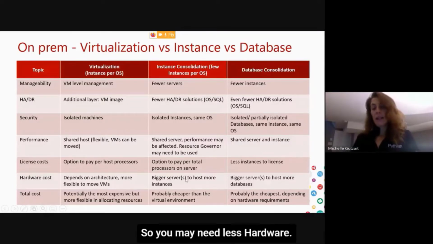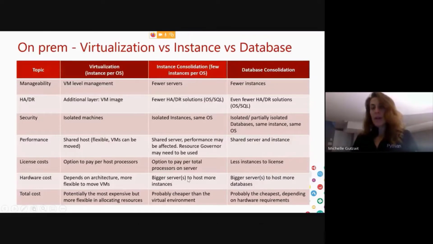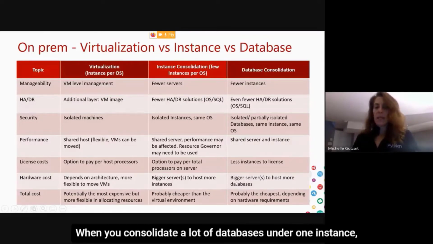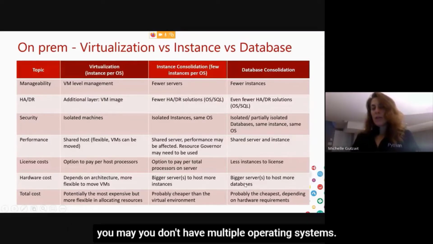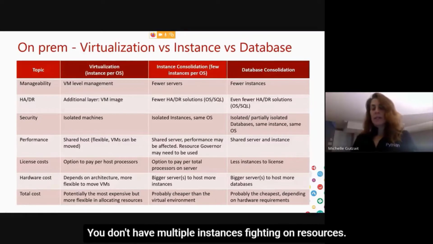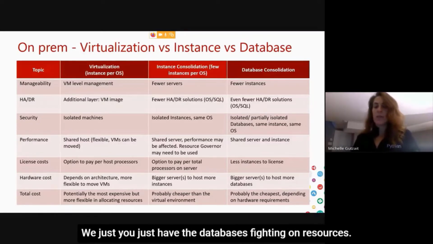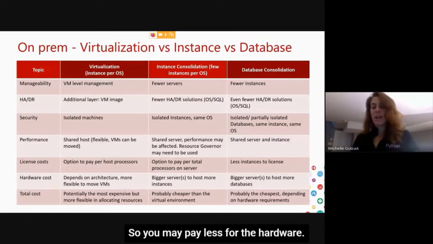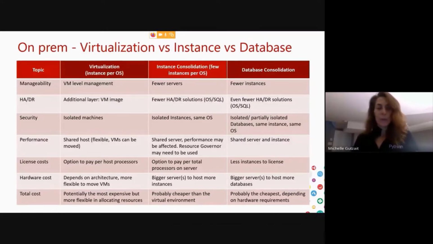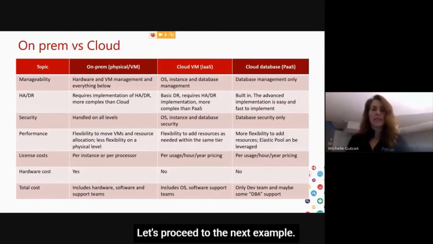So you may need less hardware. When you consolidate a lot of databases under one instance, you don't have multiple operating systems. You don't have multiple instances fighting on resources. You just have the databases fighting on resources. So you may pay less for the hardware. Those are the examples. Let's proceed to the next example.